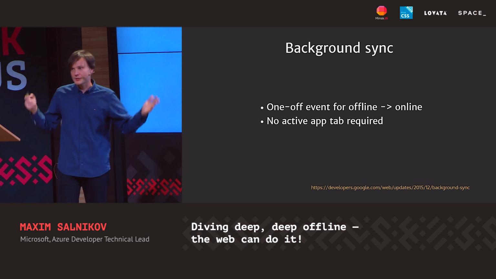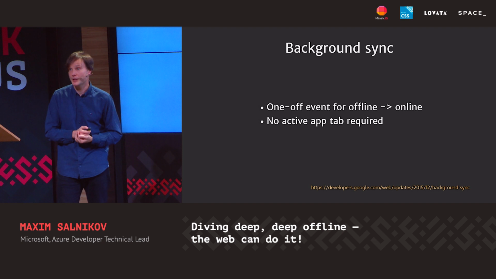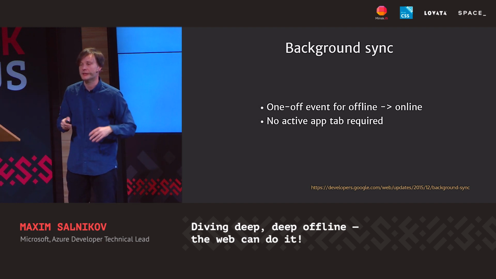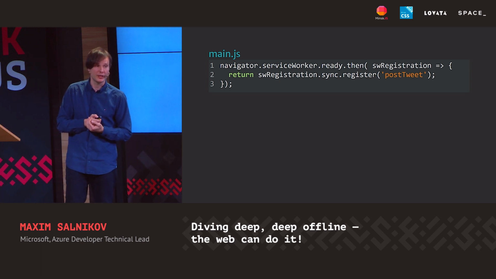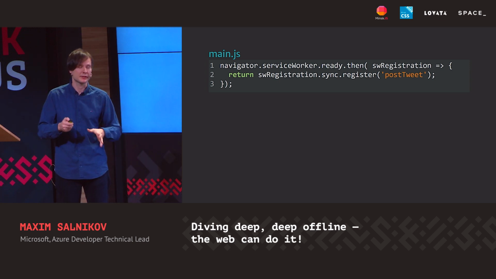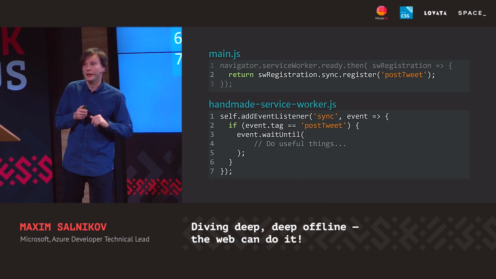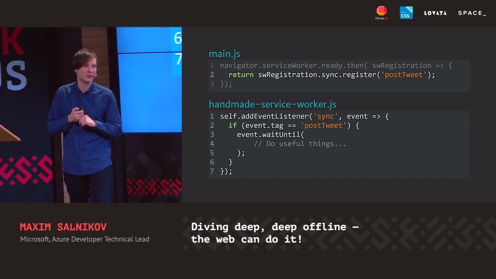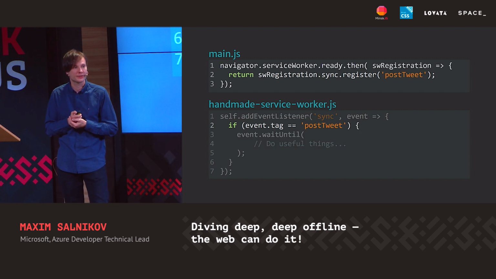And thanks to the power of the service worker, which is running in the background, we can even do something, close the tab, and this event will still happen. If we go the manual way, in our main code, we register some sync. Let's, for example, take post tweet as an example. And then we catch the sync event in our service worker. And if it has the same name, we can do some useful things. So we check this.